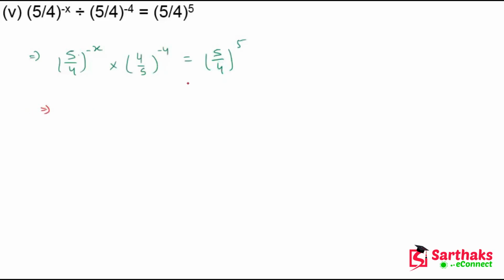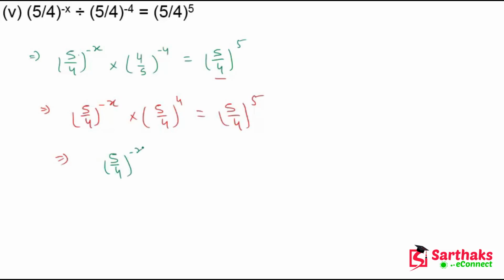Now here you can see (5/4) raised to power minus x, and if you observe, in this part the base is 5 upon 4. So we have to convert all the bases into the form of 5 upon 4. This is 5 upon 4, correct. Now we convert (4/5) to 5 upon 4, so the power will become positive, and this is equal to (5/4) raised to power 5. You can see that the base is the same, so the powers will be added. So (5/4) raised to power minus x plus 4 is equal to (5/4) raised to power 5.